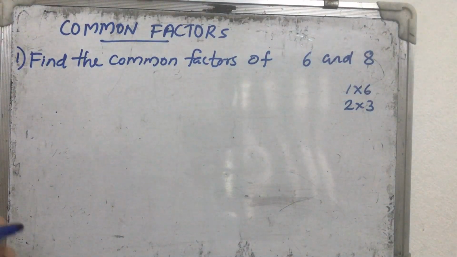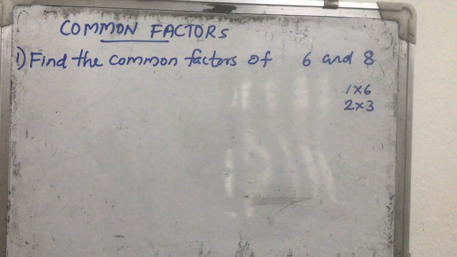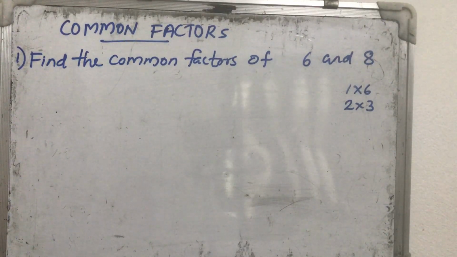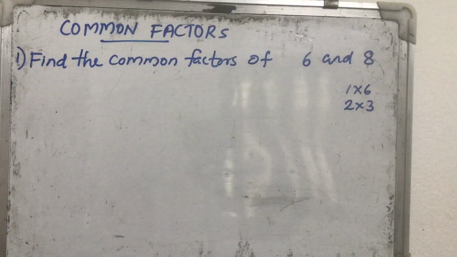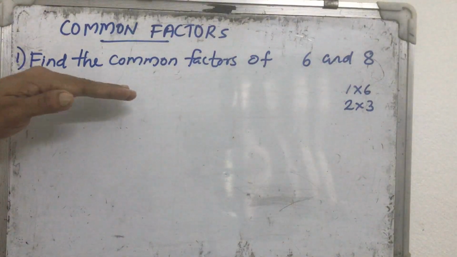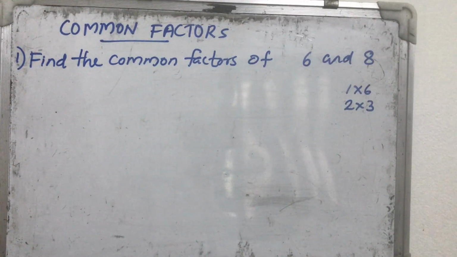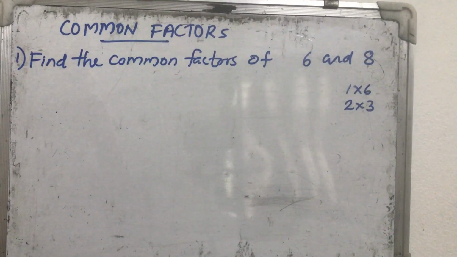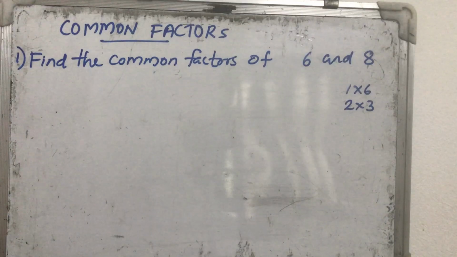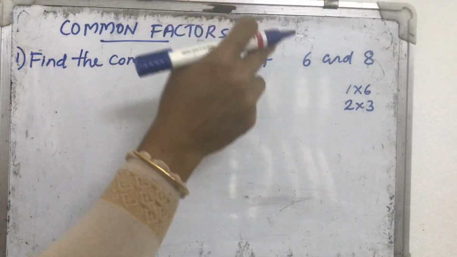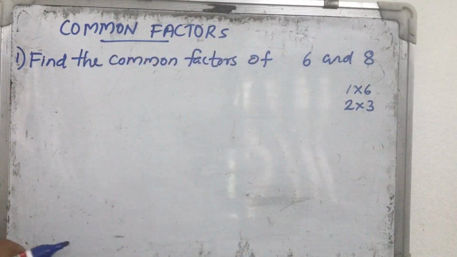But here, we want to find out the common factors of 6 and 8. Which are the common factors in 6 and 8? Okay, that means we find the factors of 6 and 8, then we want to find out which are the common in both. That is common factors. So for finding common factors, first we want to list the factors of numbers.